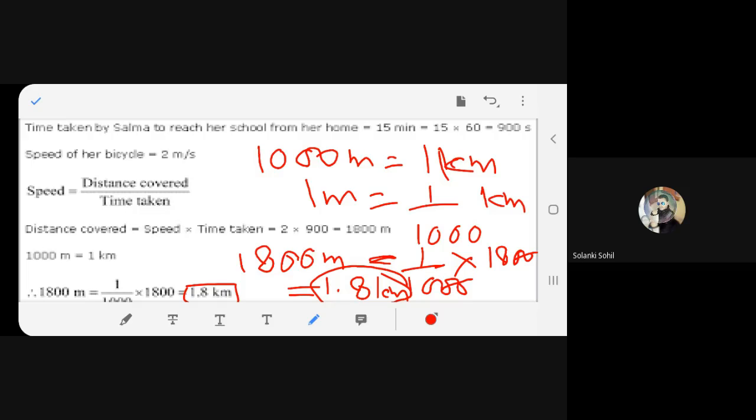Are you aware of the conversion formula? How to convert minute into seconds, how to convert seconds into minutes, how to convert kilometer into meter, then meter into kilometer. Do you know all these things or not, beta? I'm just asking you. Whatever I taught you just now is a revision then?